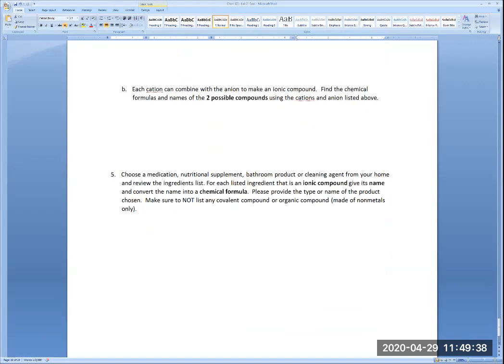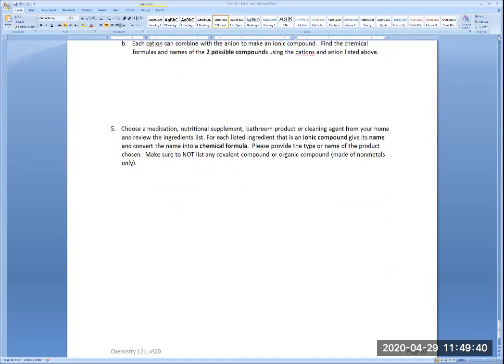And finally, I want you to choose a medication, a nutritional supplement, a bathroom product, or a cleaning agent from your house. So you have the choice. There's no way you cannot find something. List the ionic compound names. Most likely it's going to be a name, and you need to find out what is the formula for that name.